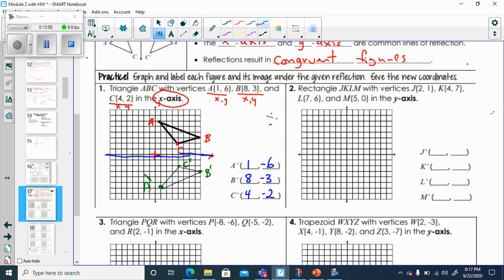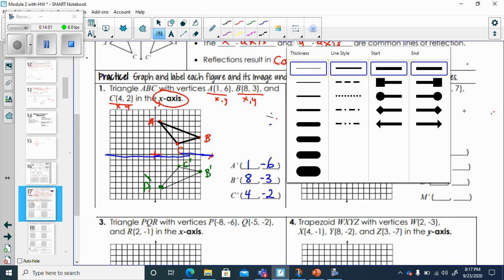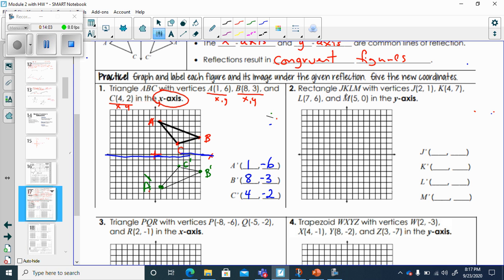Now let's try another one. Let's plot this rectangle. Here are our vertices. Here's what we're supposed to plot. J is at 2, 1. 1, 2, 1. That's point J. We know that's the pre-image because there's no tick marks. K is at 4, 7. 1, 2, 3, 4. 1, 2, 3, 4, 5, 6, 7. There's K. No tick marks, so we know it's a pre-image point.